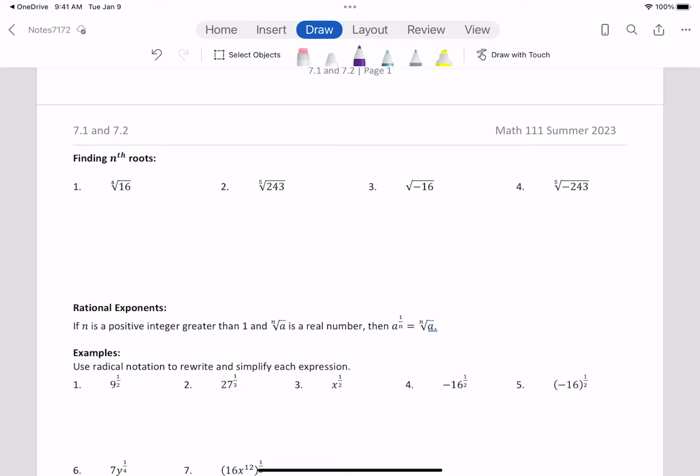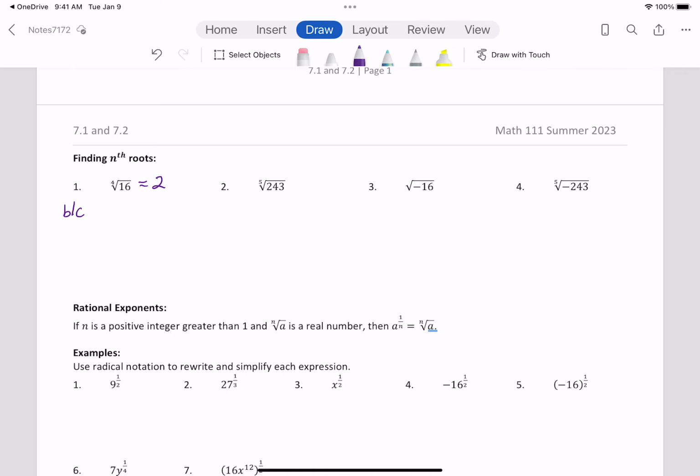Alright, next we want to look at finding nth roots, which basically means something larger than the square root or the cube root. So these basically work the same way. If we want the fourth root of 16, that means we want to know what times itself 4 times will give me 16. And that number is 2.